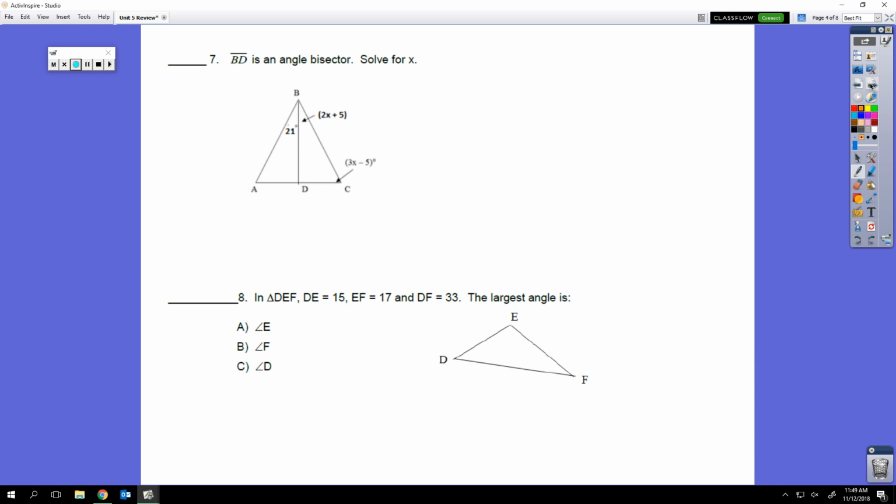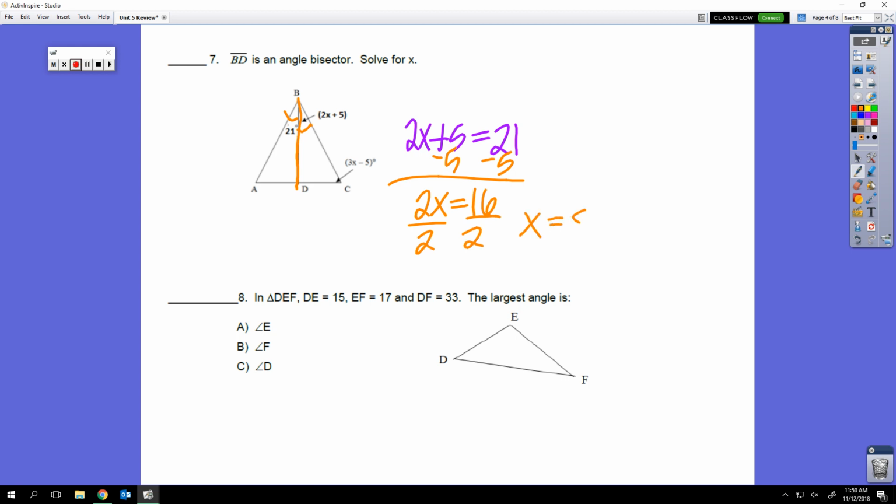Number 7, BD is an angle bisector. So what you have to know from that is that these 2 angles are going to be equal. Okay, so if those are equal, that means I'm going to set them equal. So I have 2x plus 5 equals 21. And then I'm going to solve for x here. So minus 5. So 2x equals 16. And then I'm going to divide by 2. And so x will be 8.